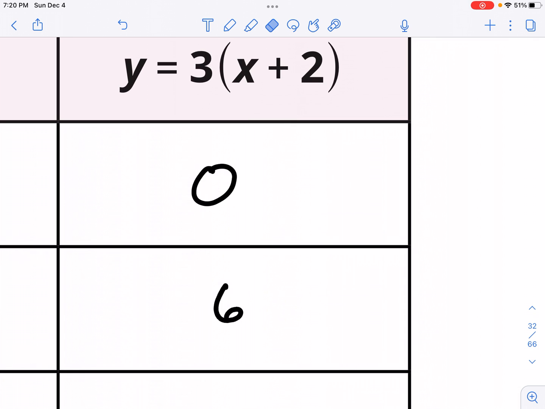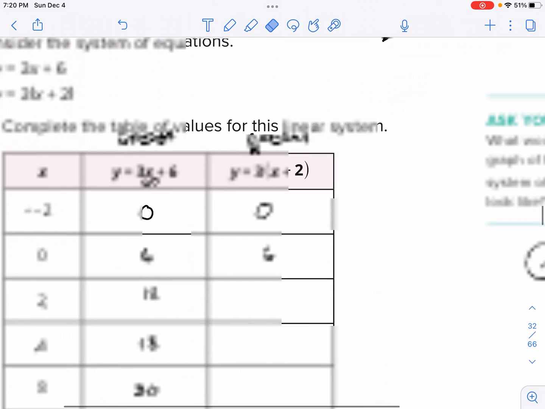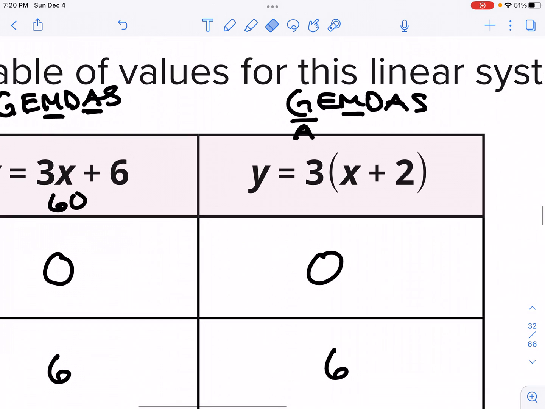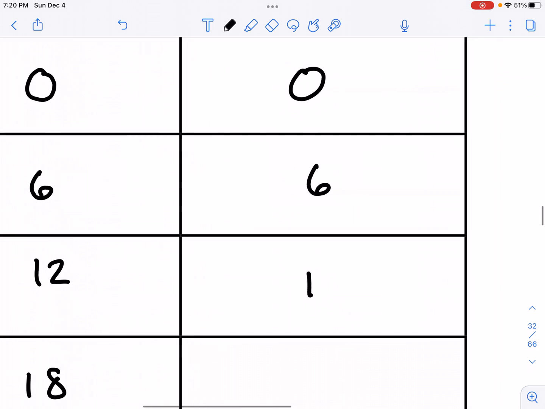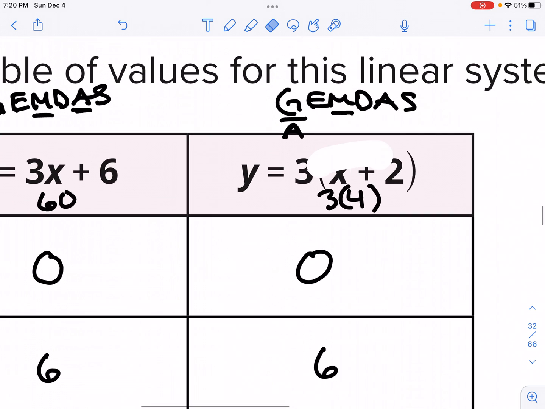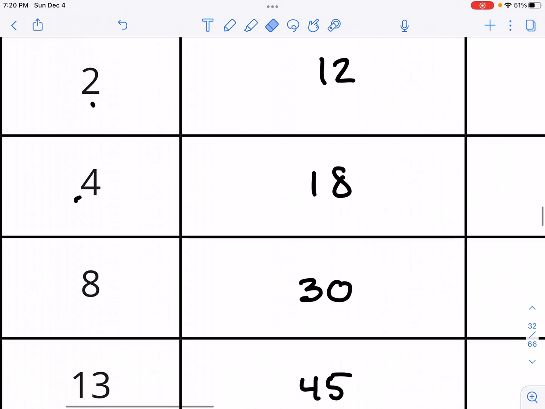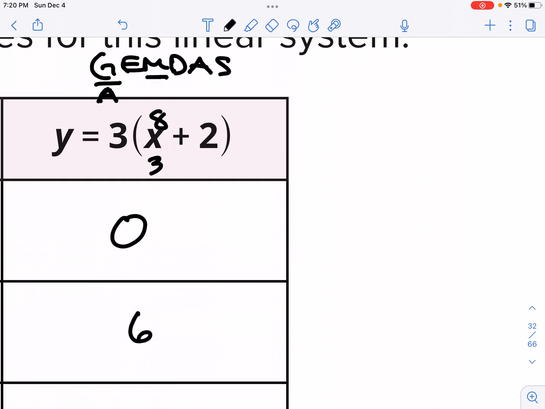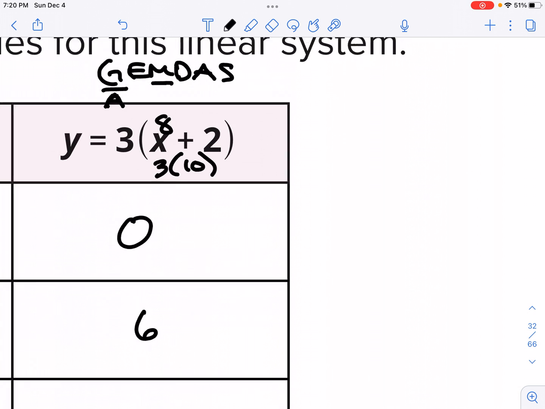All right. And you're more than welcome to pause the video and try to figure out the outputs of all these. But let's go through 2 more. All right, let's plug in a 2. 2 plus 2 is 4. 3 times 4 is 12. And then finally, just one more before we go over the answers. It's 8. Let's plug in an 8 here. 8 plus 2 is 10. What's 3 times 10?